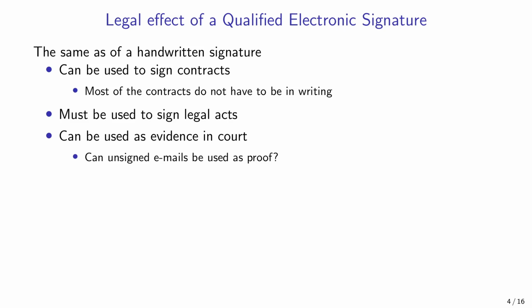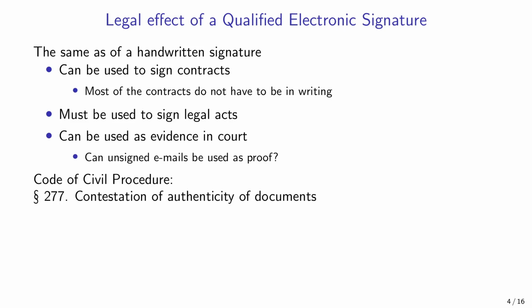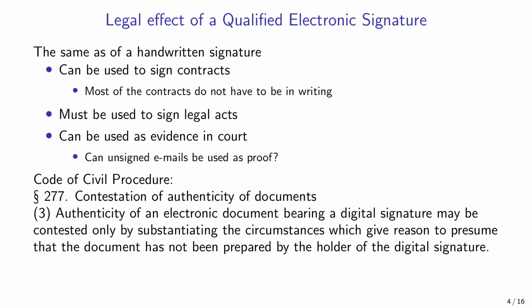Now, eIDAS itself does not define the evidentiary value of qualified electronic signature. Each member state has to decide on their own what evidentiary value the qualified electronic signature will have. This is what the Estonian Code of Civil Procedure says about contestation of authenticity of electronic documents. It says that authenticity of an electronic document bearing a digital signature may be contested only by substantiating the circumstances which give reason to presume that the document has not been prepared by the holder of the digital signature.